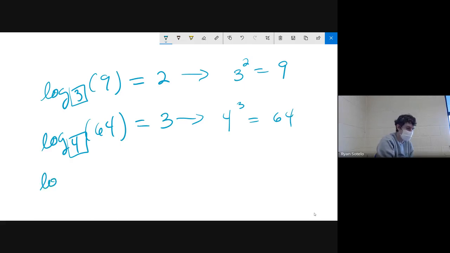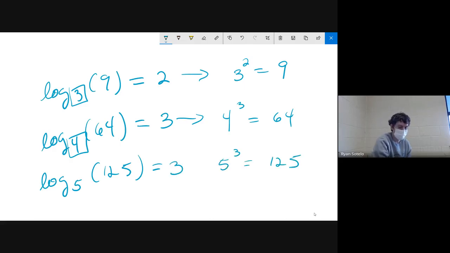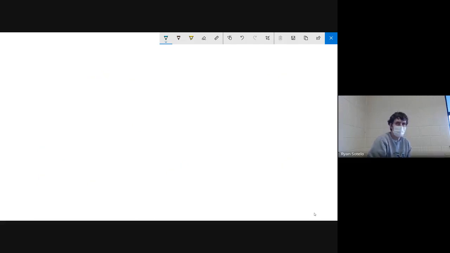How about log base 5 of 125? It's 3, right? So 5 to the third makes 125. Is that all right? Indeed. All right, so here's a way that you can estimate logs. Let's say I ask, what's log base 5 of 100?